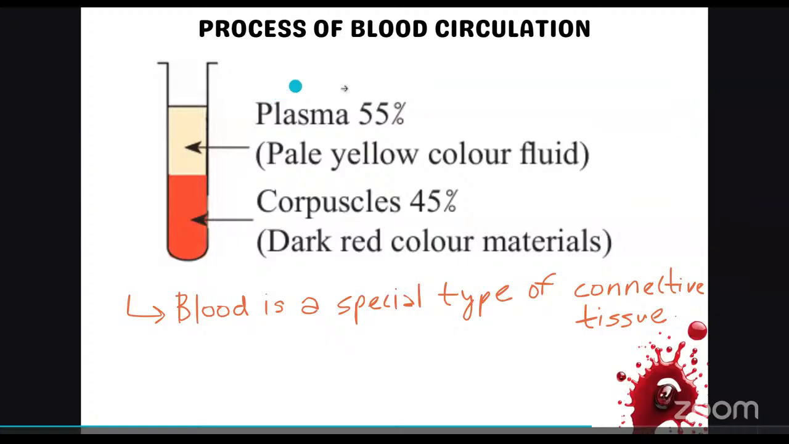So you have more plasma than corpuscles. Plasma is 55%, pale yellow, and corpuscles 45%, right? So what type of tissue is blood? I've literally written it, but it's fine. You guys can tell me what type of tissue is blood. Come on. Okay, it's a type of connective tissue. All right, then let's move on.